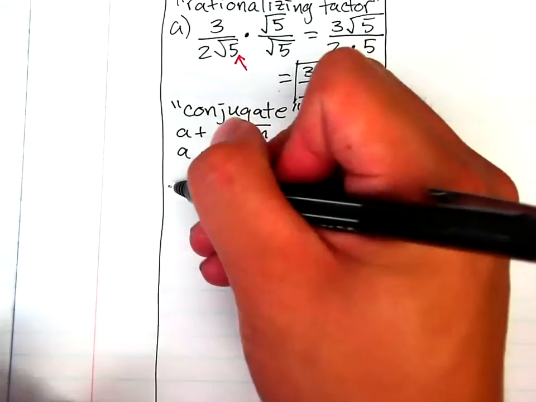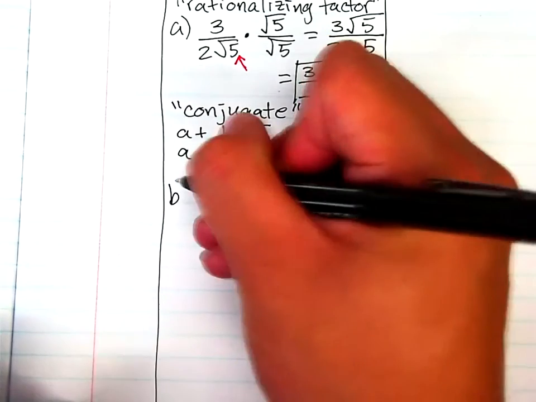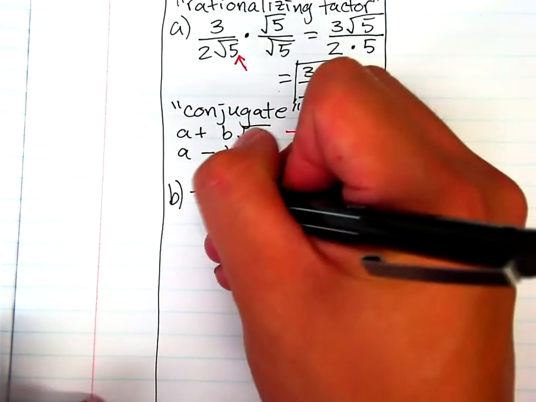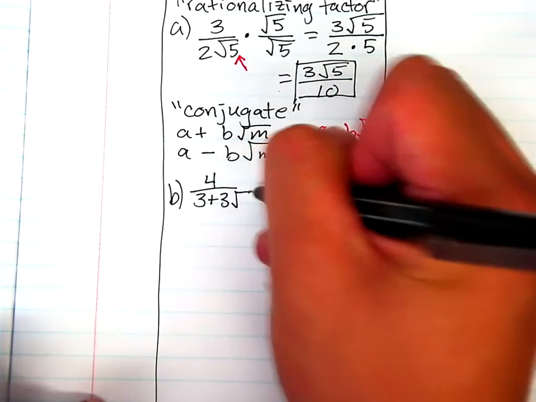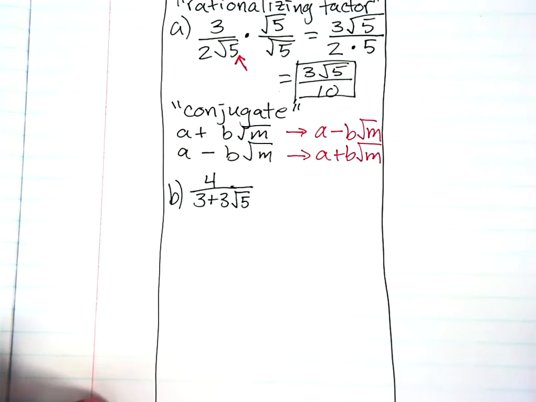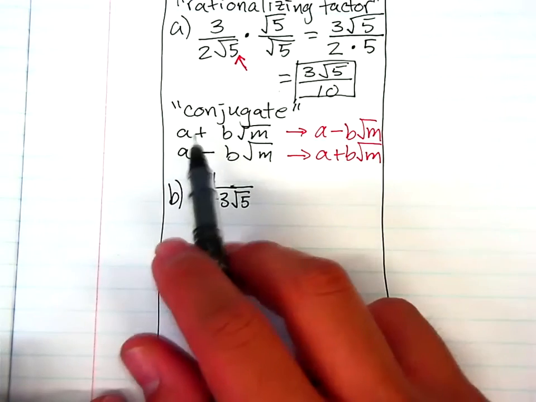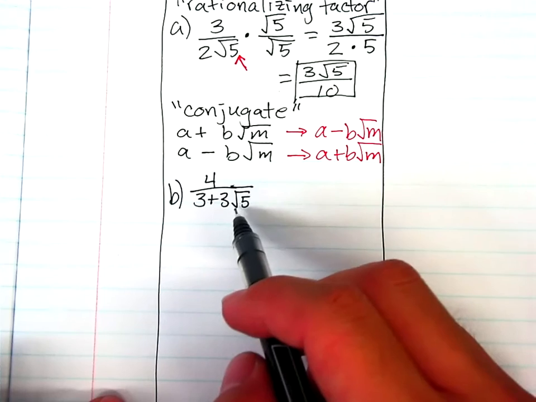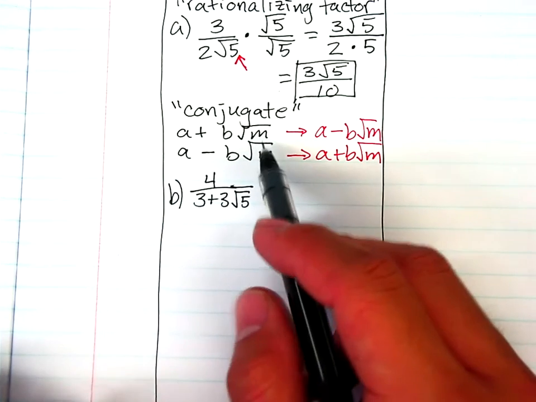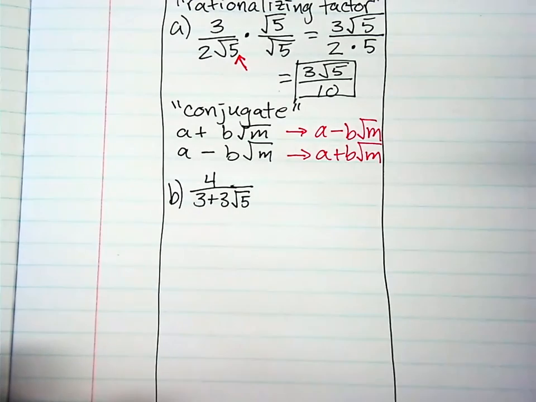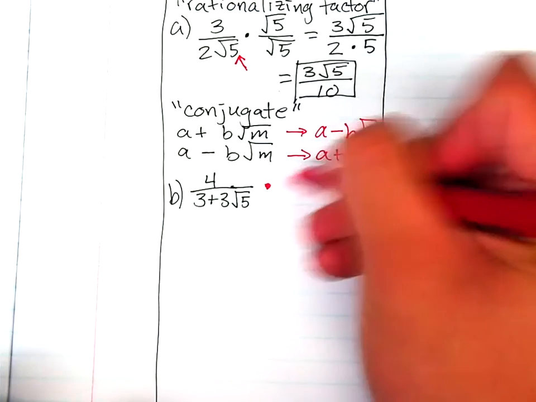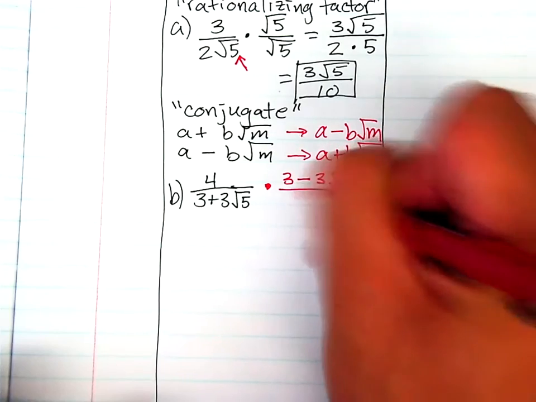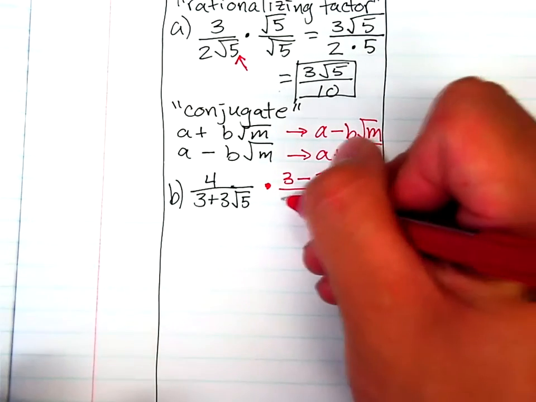So let's go ahead and zoom in a little closer here. For example B, this one's going to take a little extra work, so make sure you leave enough room. We have 4 over 3 plus 3 radical 5. With this one, we have this pattern right here where we have a constant plus some number outside the radical with the radicand on the inside. In this case, our conjugate is going to look like this: 3 minus 3 radical 5. Basically, kind of like the opposite, but more specifically, the conjugate.